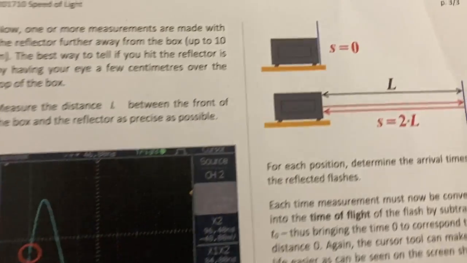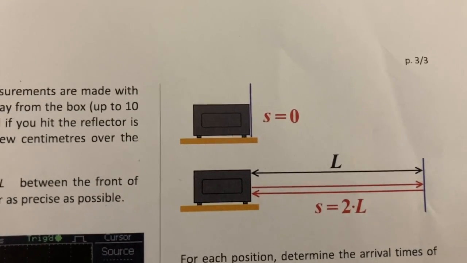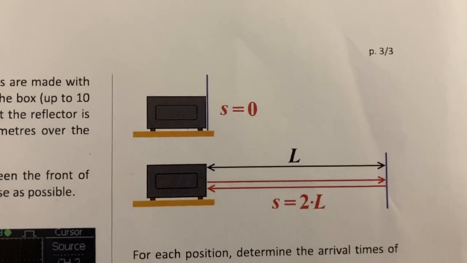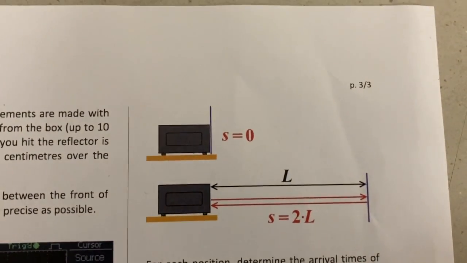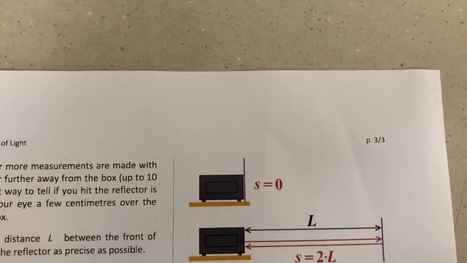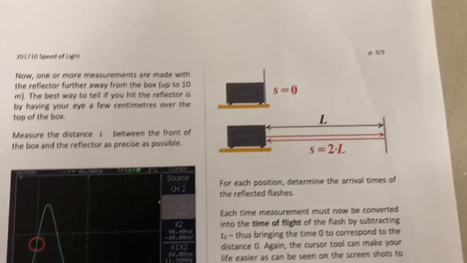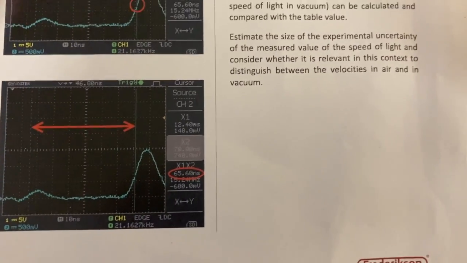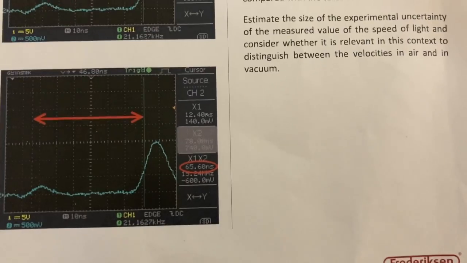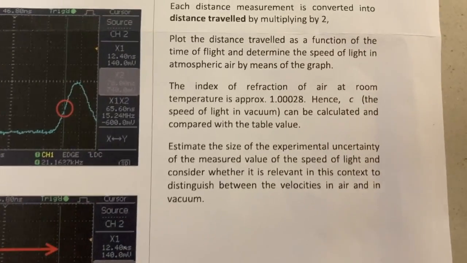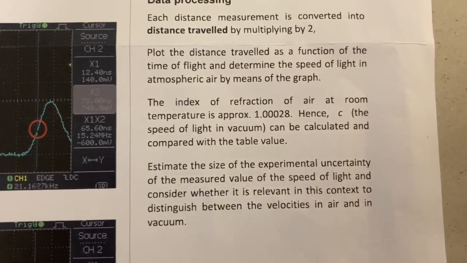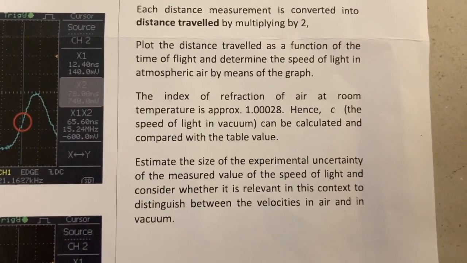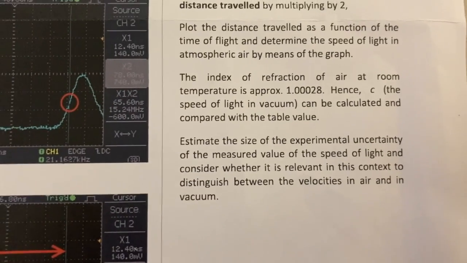And what it'll turn out to be is distance L, which again we have is 135. The distance there and back will be S. And then based on that, we can determine the velocity, and we'll get into those details a little bit later. And then we'll need to make a correction for the lab using the index of refraction for air of 1.000288.